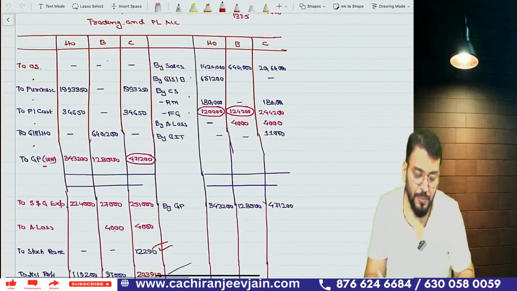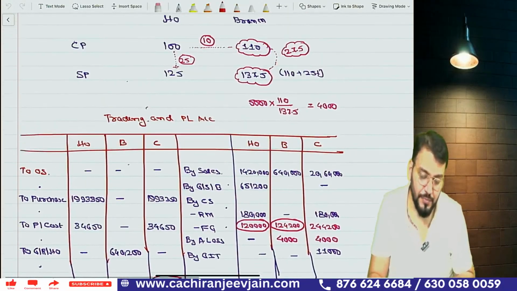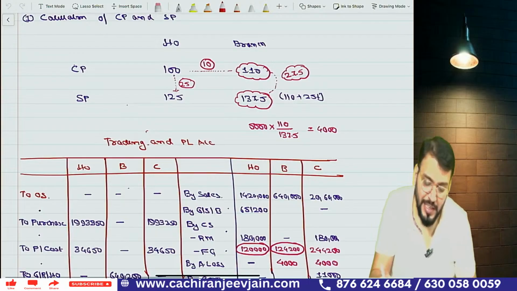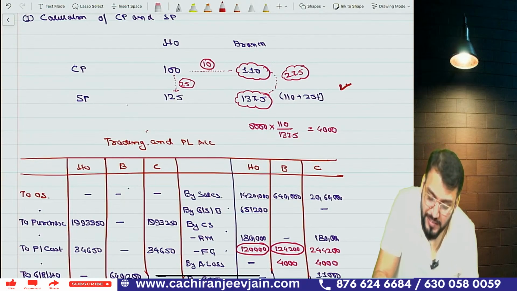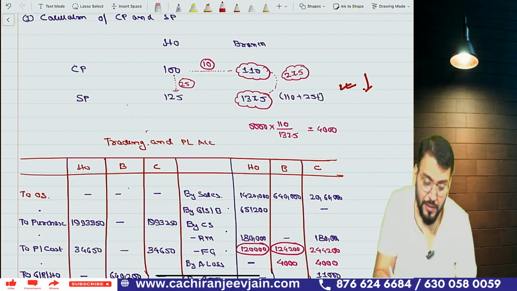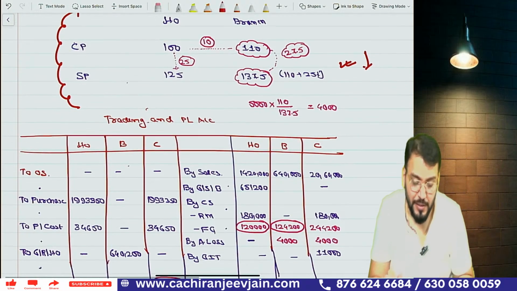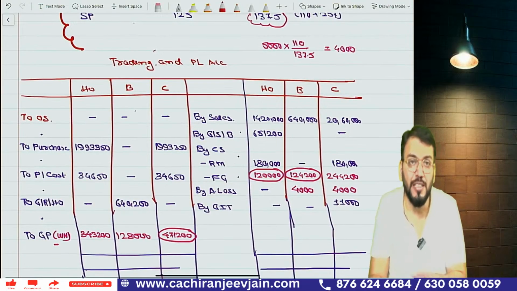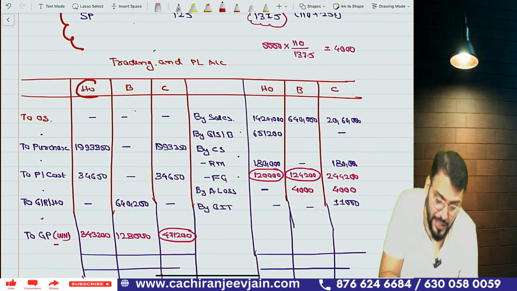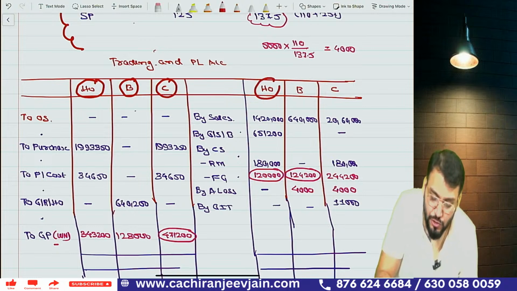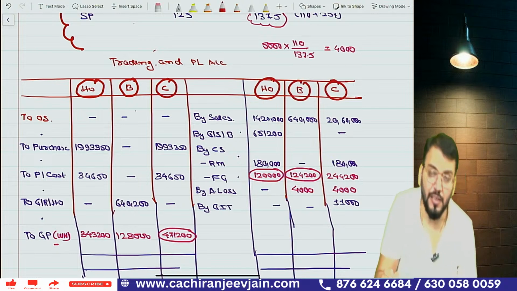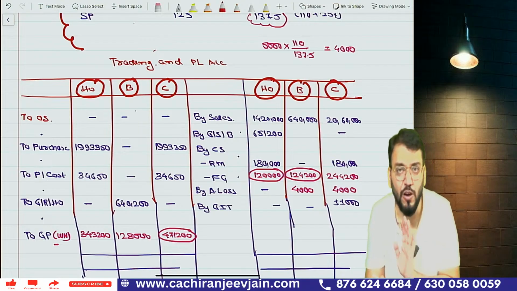So first we need to make the format. The format will be like this. You can see I have already done the calculation of cost price and selling price. This is most important. So first you do the calculation of cost price and sale price, which I have already explained. Then your trading and PL account will be in this format. You can see three columns: HO, branch, and total. Total means consolidated. So it will be in three columns.